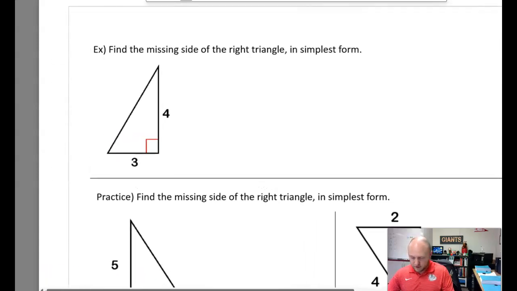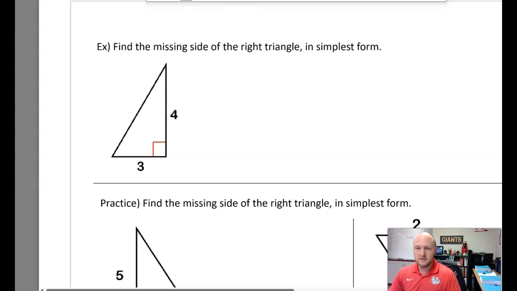Okay, example 2. Find the missing side of the right triangle in simplest form. Well, again, what you're going to do first is you're going to label.